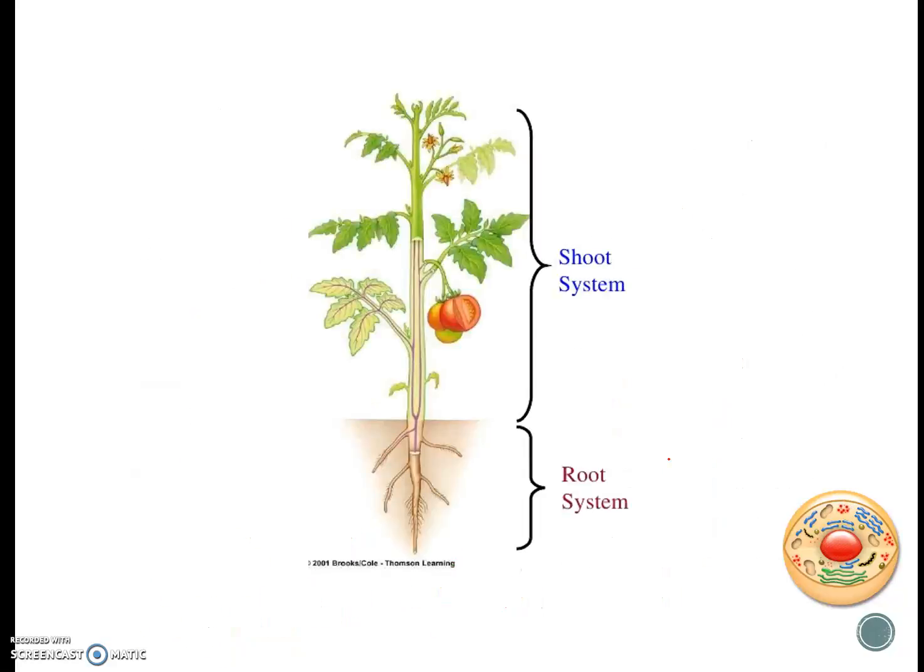In plants, there are two main systems. Very simple, right? Plants. You just have the shoot system above the ground and the root system below the ground. The root system absorbs water, and the shoot system produces food. Two main systems.